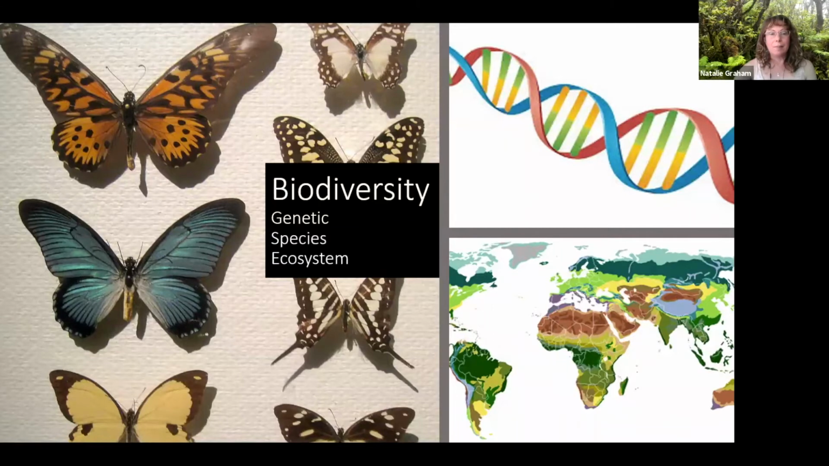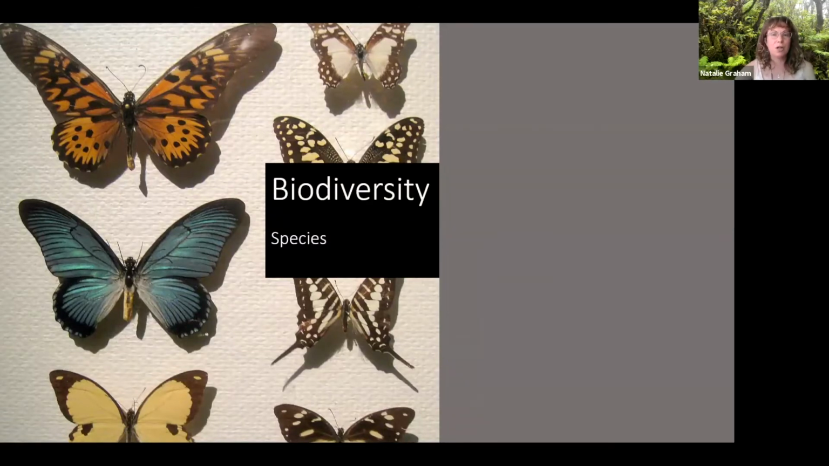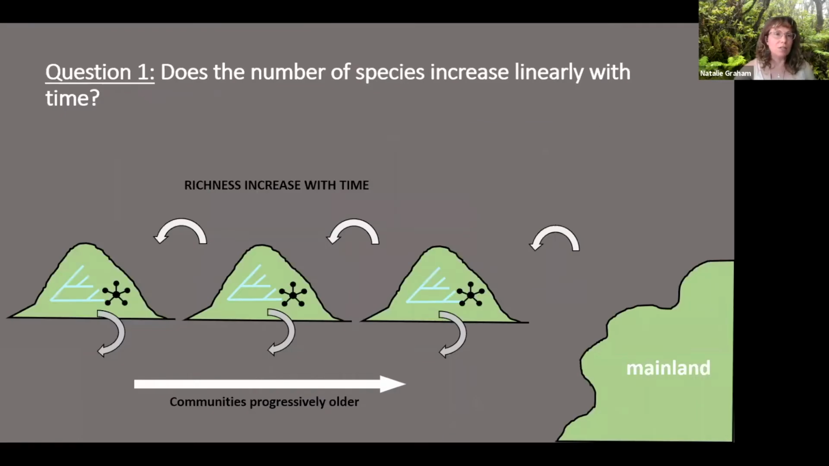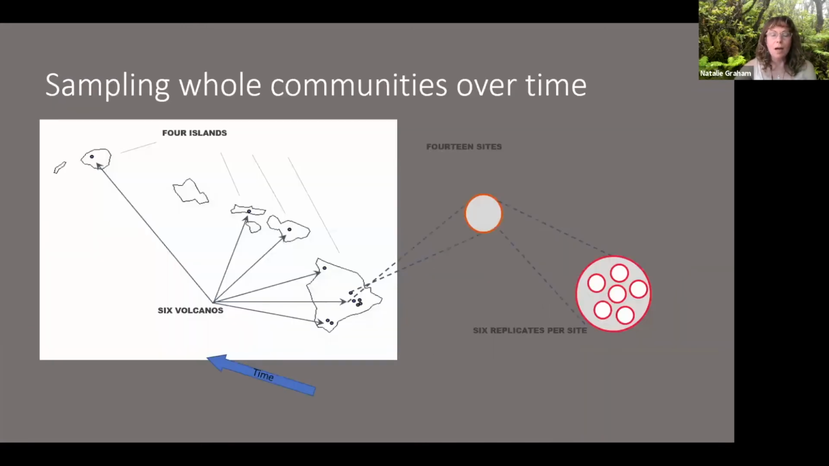So let's think a little bit about biodiversity across scales now, and let's focus first on the species scale. Our first question is, does the number of species increase linearly with time? We might expect that species are going to be added in these younger communities by the process of colonization to the island. They might also be added later by the process of speciation, so literally the formation of new species. So we would expect that, from the youngest to the oldest island, there should be an increasing number of species over time. Will it happen linearly? I don't know. And that's part of the question.